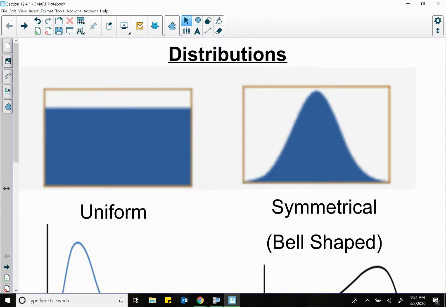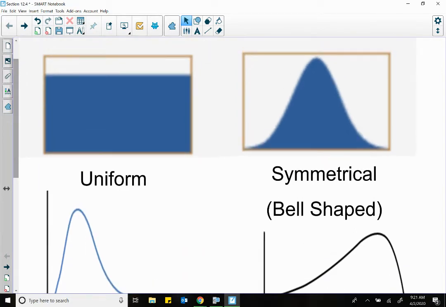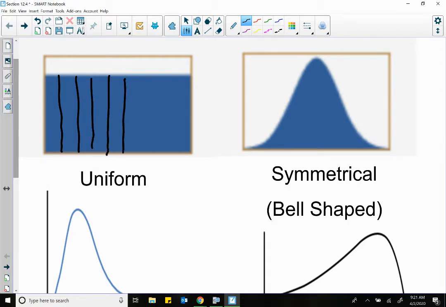Sorry that some of these pictures are a little blurry, but these are some of the distributions that we run into. This is called uniform. The reason it's uniform is because there are bars in here that you could have, but every bar is the same length. It's uniform across the board. When you have distributions, thinking like bar graphs, when all the bars are the same length, that's what we call a uniform distribution because everybody's the same.